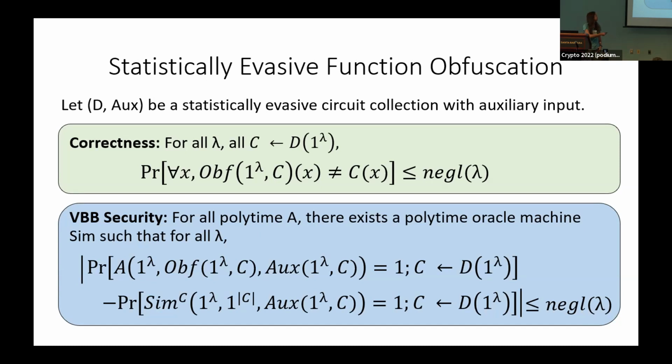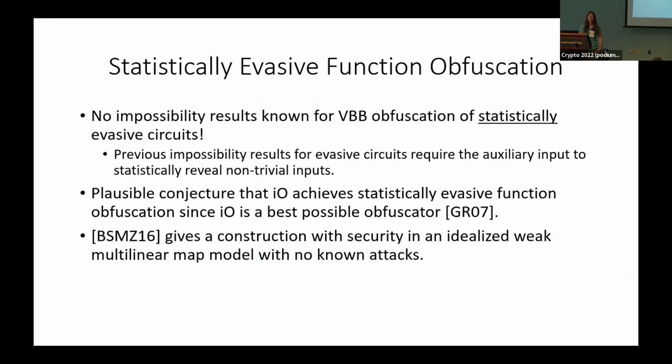So what is known about these circuits? There are no known impossibility results because these are statistically evasive circuits, although there are some impossibility results for computational circuits. We can also conjecture that IO achieves this because IO is the best possible obfuscator, which means if there exists any scheme which achieves this, then IO also does so. And finally, there is a candidate construction in a weak multilinear map model that we don't know any attacks for. So assuming this form of obfuscation, we have the best possible encoding schemes in the computational setting.